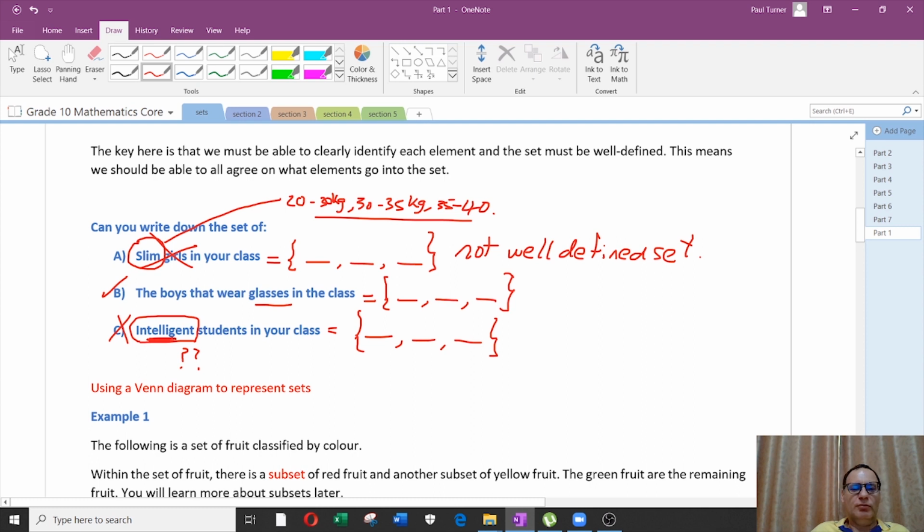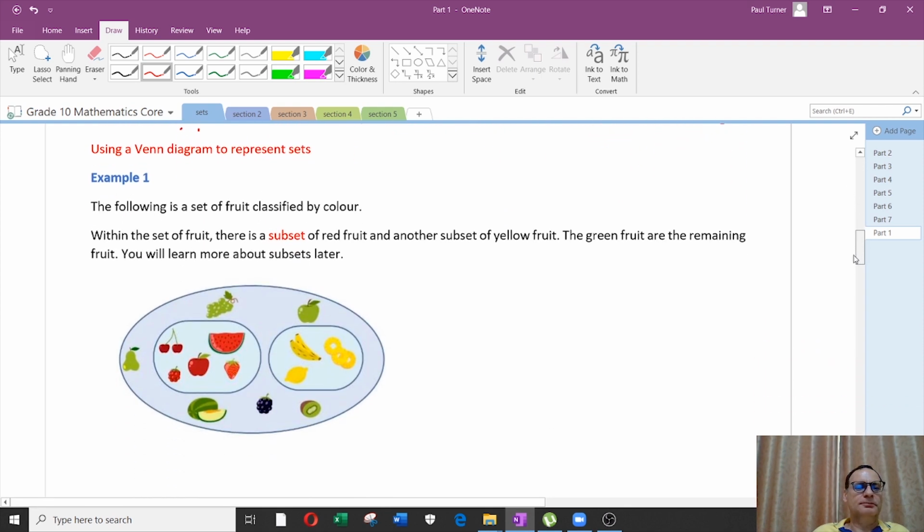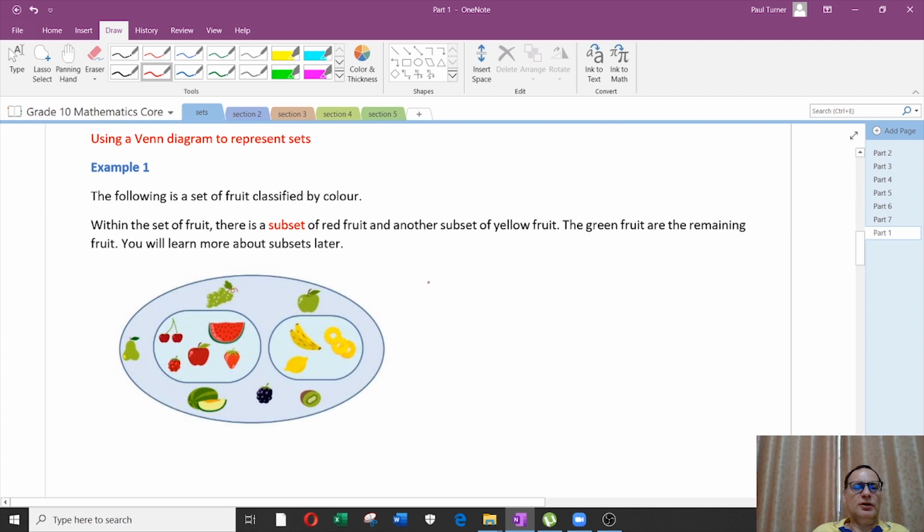So be careful with the kinds of words that are being used. So slim, S-L-I-M. What about fat? What is fat? Is fat greater than 80 kilograms? How do we define fat? Smart, tall, short, all of these words are causing us a problem. Okay, so keep that in mind when you are doing your questions.